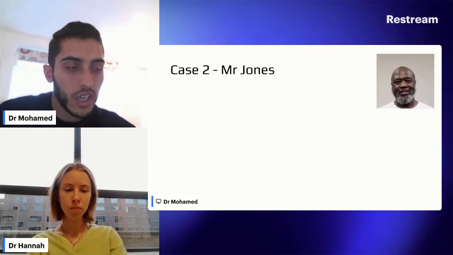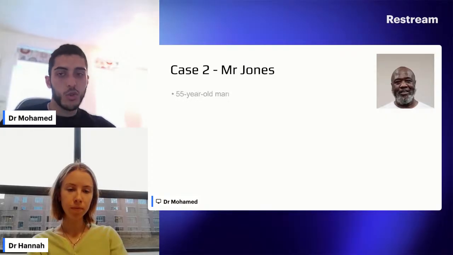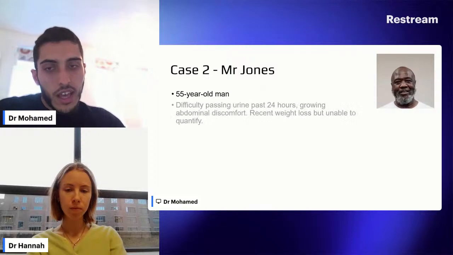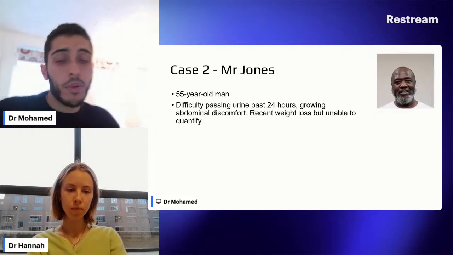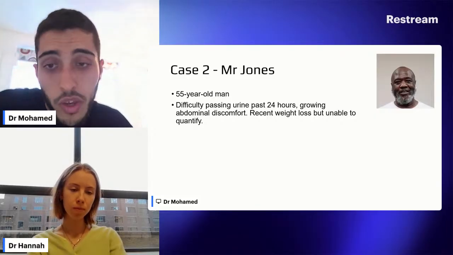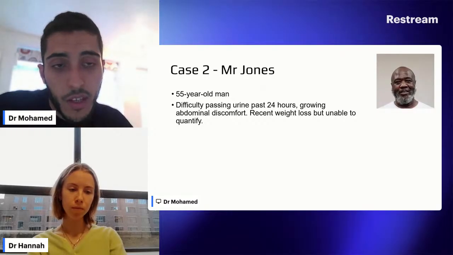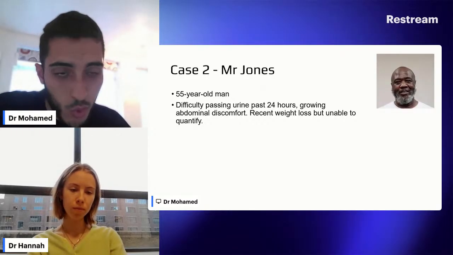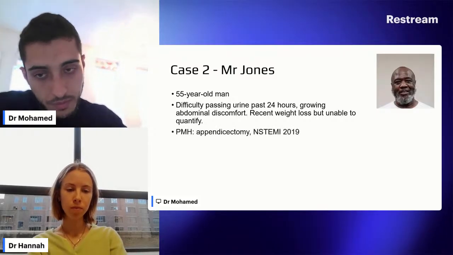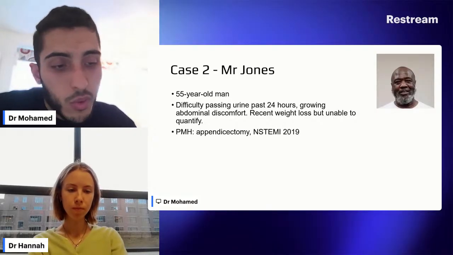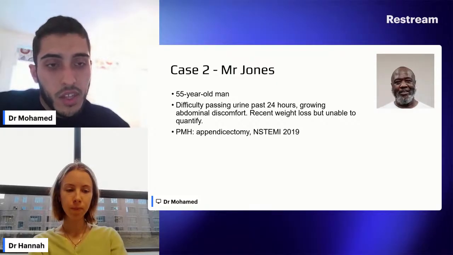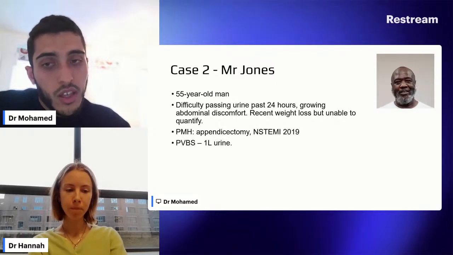Okay, case number 2, we've got Mr. Jones here. Mr. Jones is a 55-year-old man, and he has presented to hospital because he's had difficulty passing urine in the past 24 hours. He's again got growing abdominal discomfort, and he also reports recent weight loss, but he's unable to quantify that weight loss. His past medical history is not very significant. It includes an appendicectomy back when he was a teenager and an NSTEMI that he had in 2019. A post-void bladder scan shows that he's got 1 liter in his bladder.